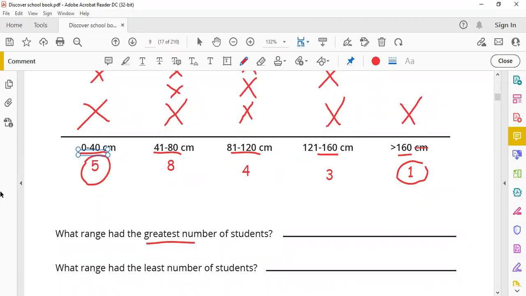We need the range. Look, the underlined number, this is the range. We need the range that has many students. Which range of these 5 ranges has many students? 80. Good. So we write it here.